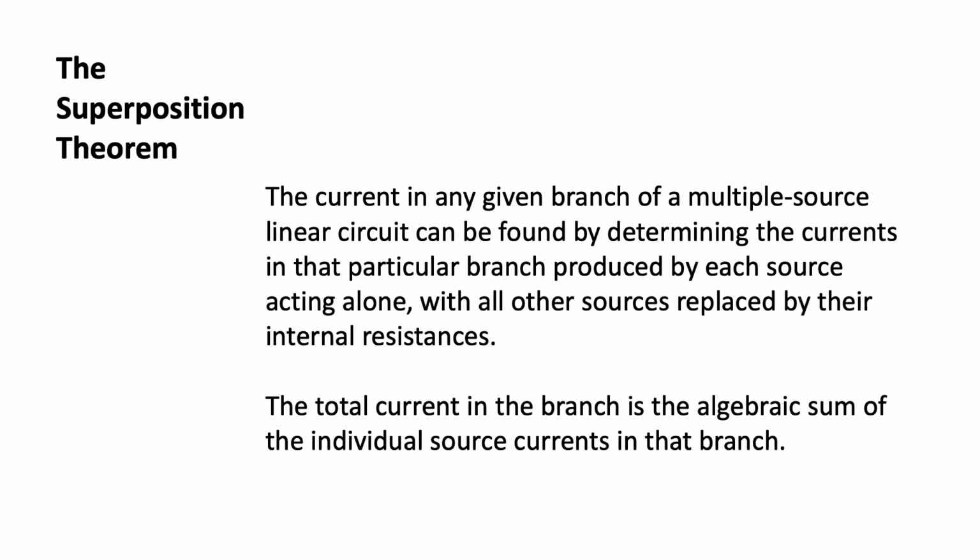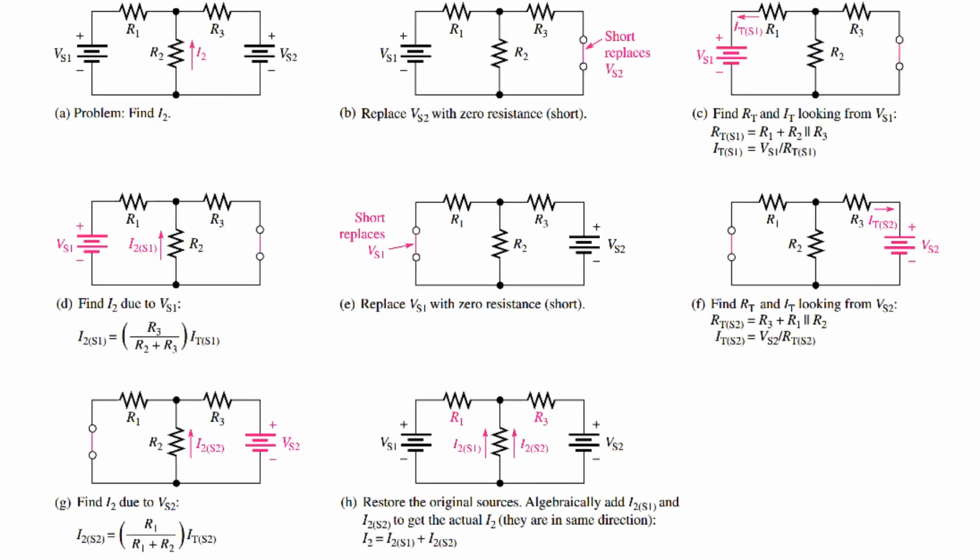This last lesson for today's video will help you in analyzing circuits better and faster and will be extremely helpful with circuits having 2 or more voltage sources. The superposition theorem states that the current in any given branch of a multiple source linear circuit can be found by determining the currents in that particular branch produced by each source acting alone, with all other sources replaced by their internal resistances. The total current in a branch is again the algebraic sum of the individual source currents in that branch. Again, this is best illustrated in the next slide with an example.